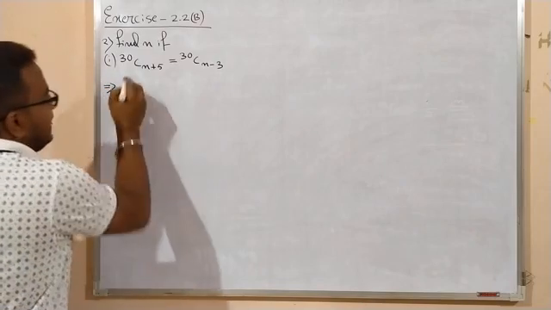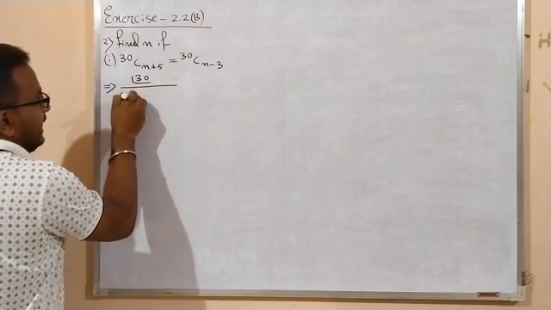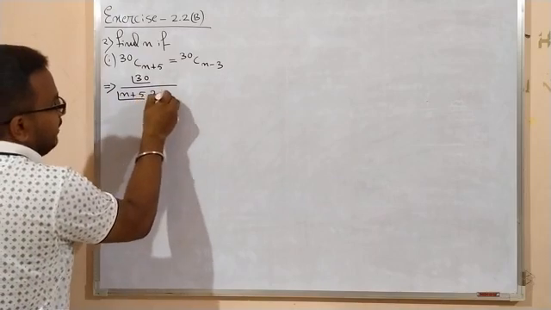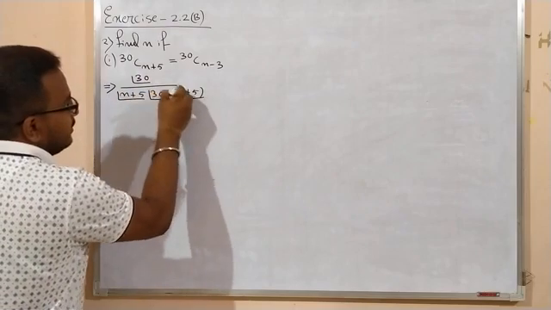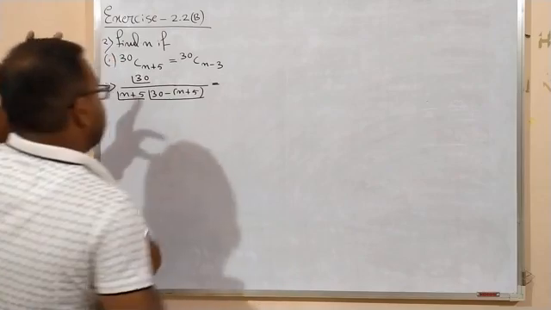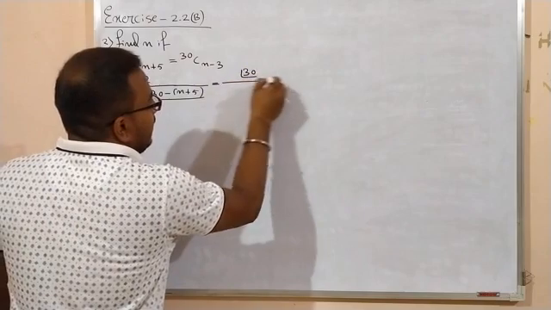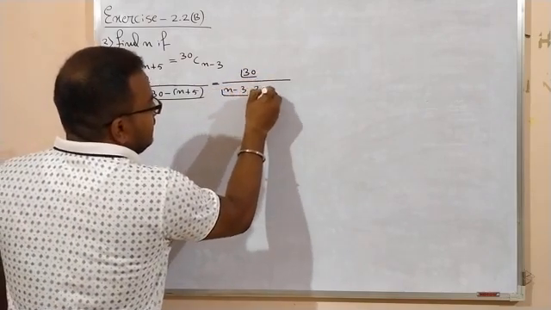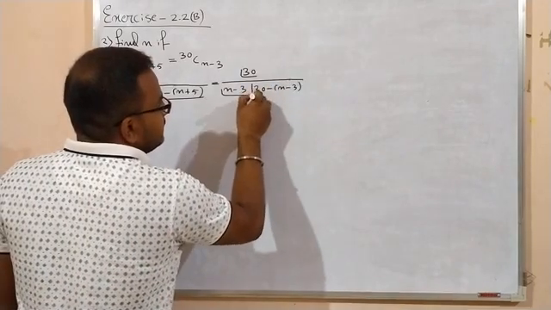So this can be written as factorial 30 by factorial n plus 5, times factorial 30 minus n plus 5, right? And this can be written as factorial 30 by factorial n minus 3, times factorial 30 minus n minus 3. Correct?